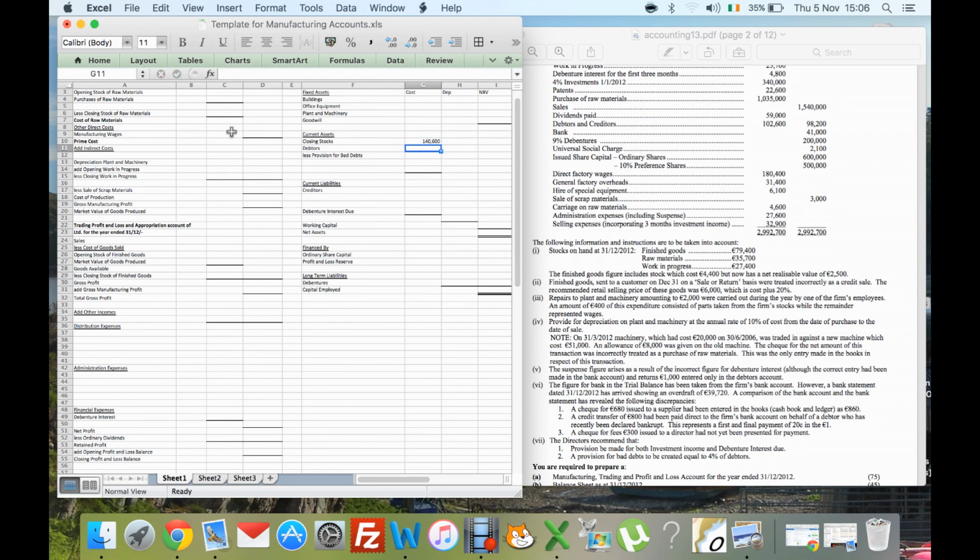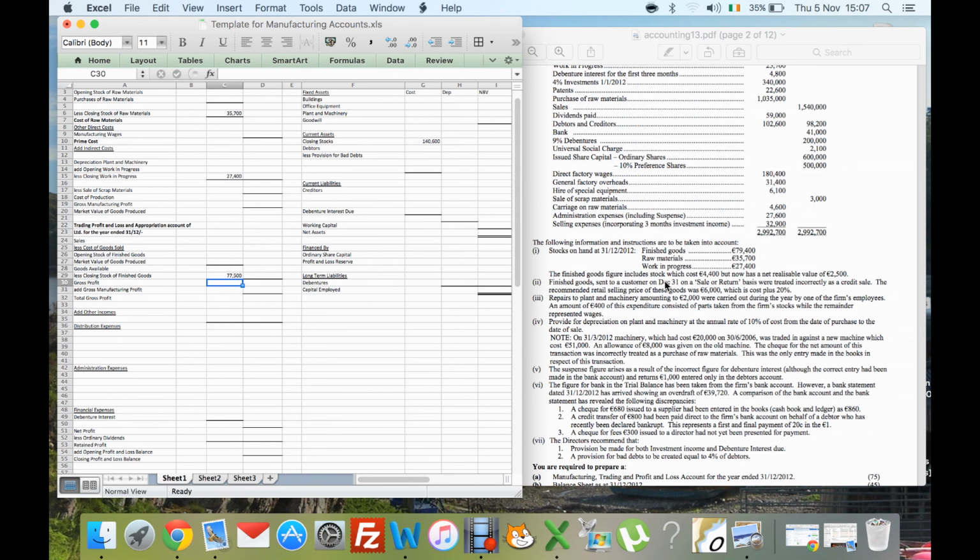Okay, and putting in my raw materials. The closing stock of raw materials is 35,700. No change to that. Closing stock of work in progress is 27,400. No change to that. And the closing stock of finished goods, which is down here, is going to be 79,400 minus the 1,900. Okay.